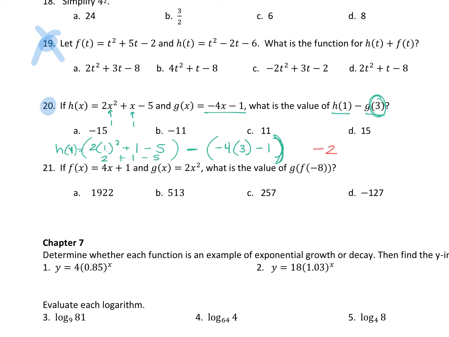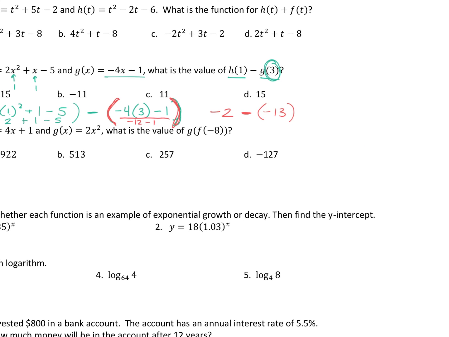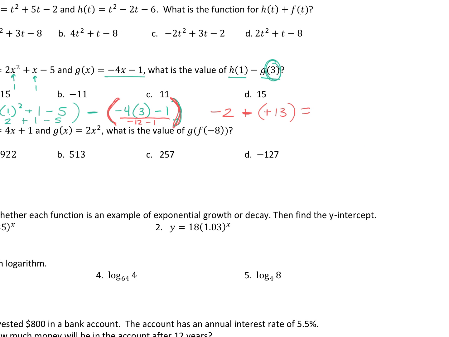And then for our g of 3, simplify that. So this right here, -4 times 3 is a -12 minus 1. So we get a -13, okay? This is -13. So you're doing a -2 minus a -13. What's minus a negative? Well, that's a positive. So -2 plus 13 is 11, which was the C there. We tried to throw in a few multiple choice just to get you in that multiple choice frame of mind too.